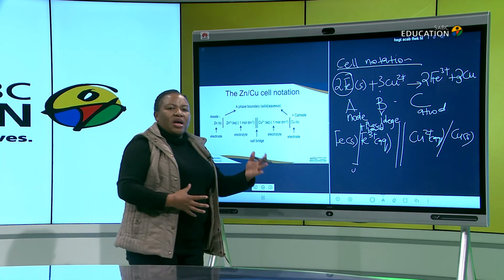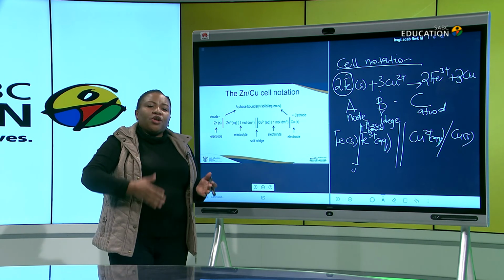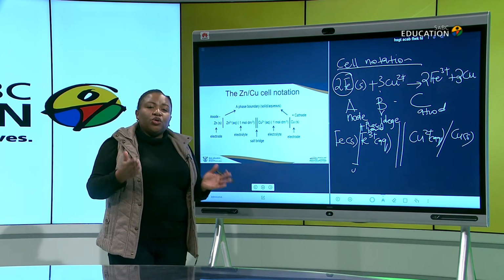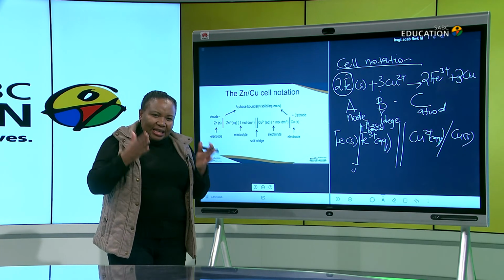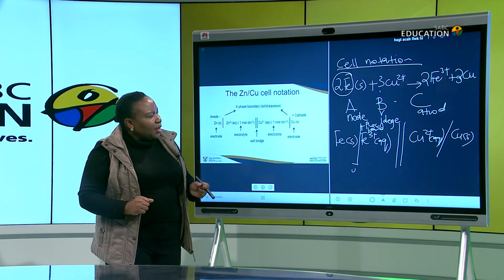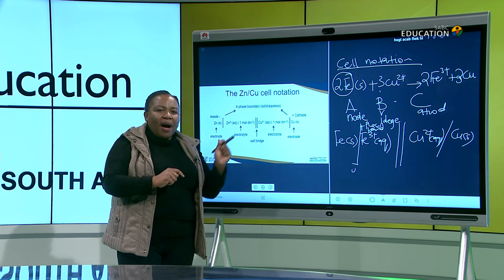Let's say we have an aqueous and another aqueous. When you have an aqueous and you go to another aqueous solution, you cannot use a slash, because the slash is only used for a phase boundary, as phases are different. But if the phases are the same, it's just that I don't have an example that I can give right now to show where the phases are the same, where we use a comma, not a slash.